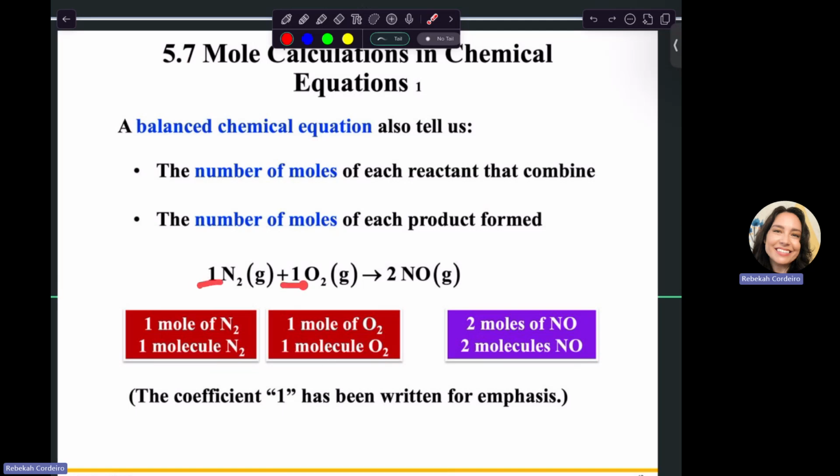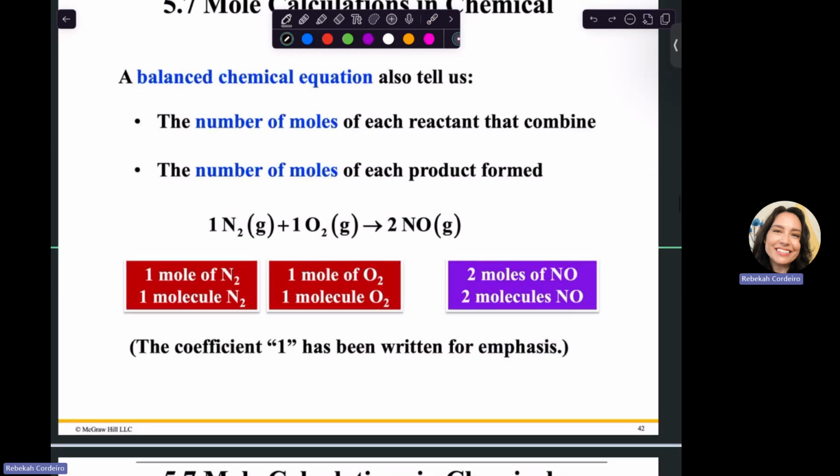And so we don't usually write the coefficient of 1, but we're writing it here for emphasis that this is a 1 to 1 to 2 mole ratio. So we call this a mole ratio. So the mole ratio would be 1 to 1 to 2 as far as the moles here. And we'll flesh that out a little bit more here.